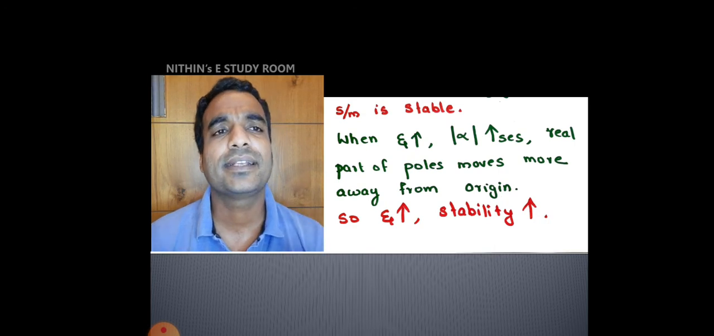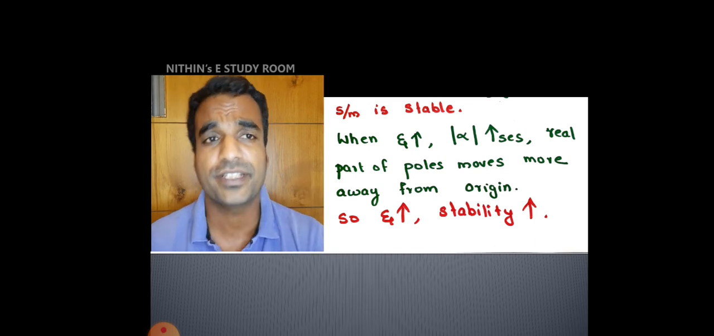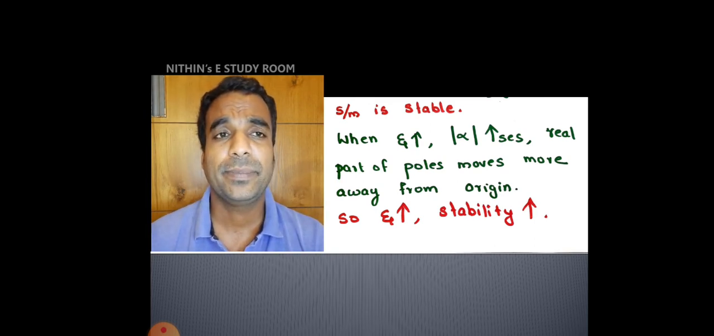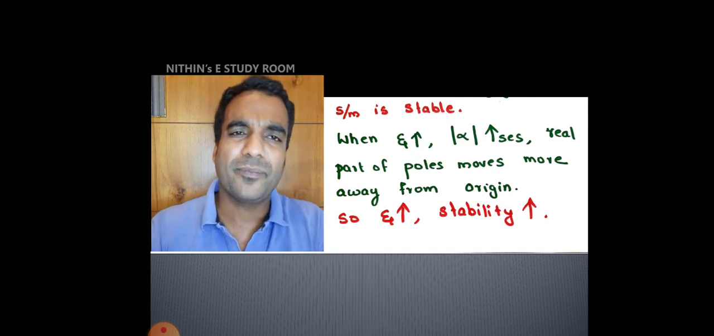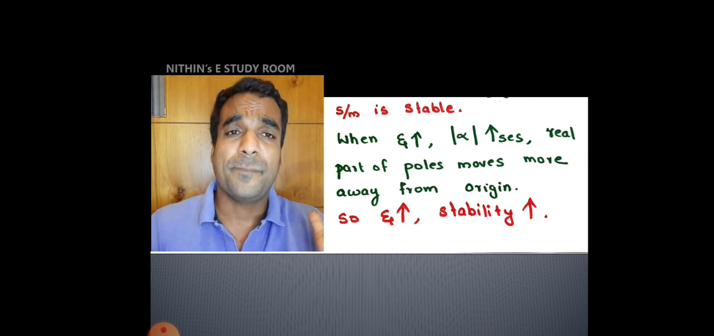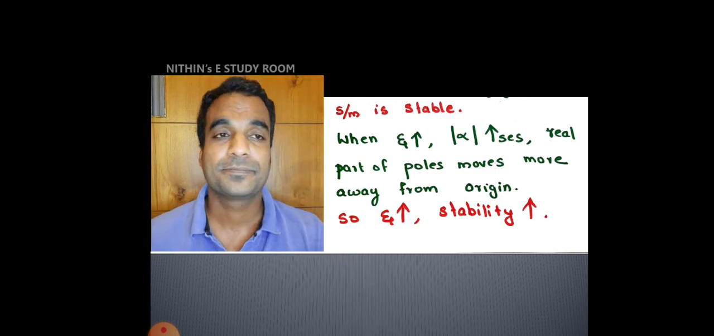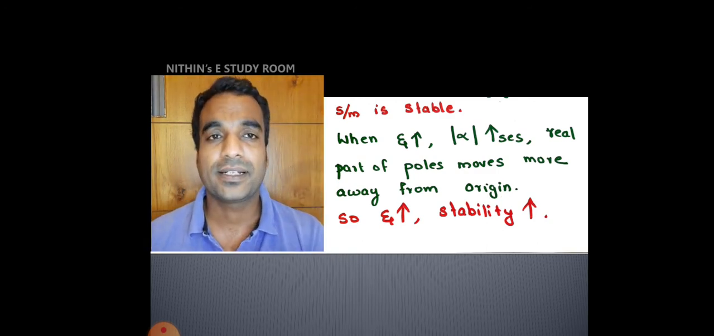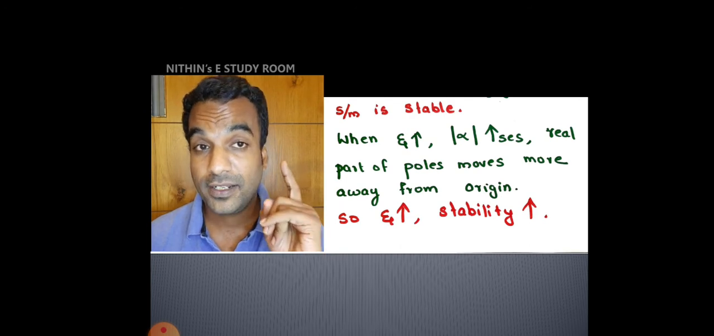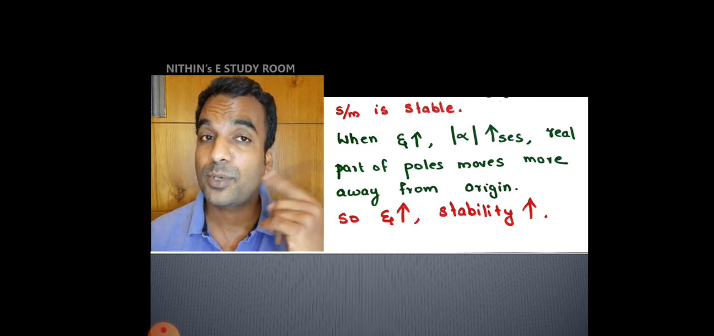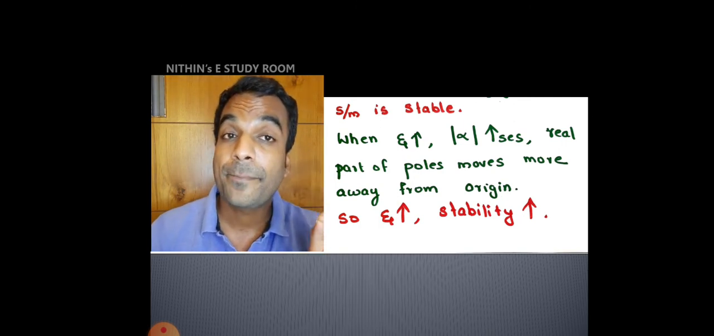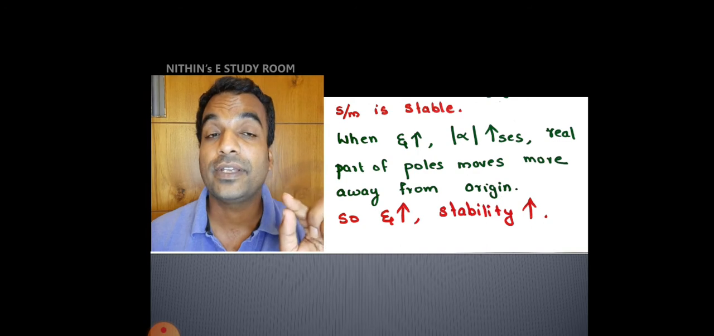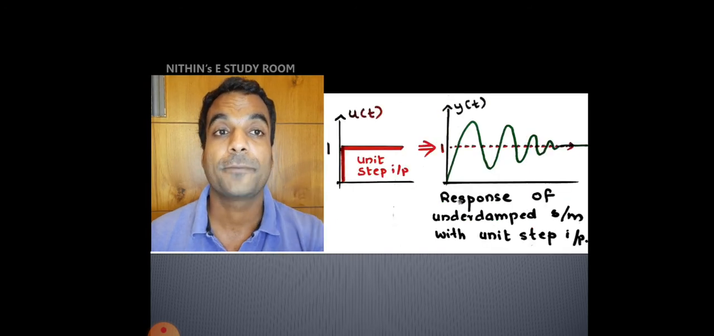So when eta increases, alpha increases, and the real part of the pole moves more away from the origin. So it will become more stable, with more margin for some disturbance. Let disturbance come, we can face it because we have more margin with respect to the imaginary axis. So eta increases, stability increases. For which type of system? Undamped, underdamped, overdamped, critically damped? Eta increases, stability increases for an underdamped system, where the value of eta is between 0 and 1.